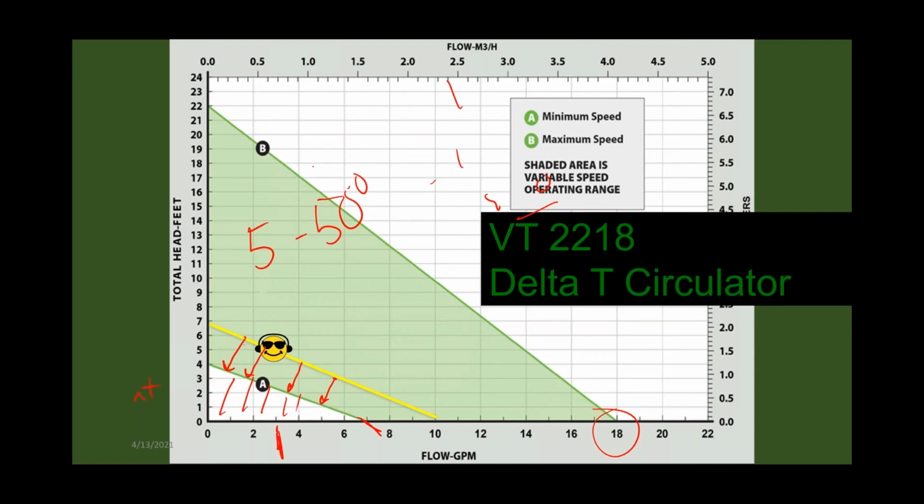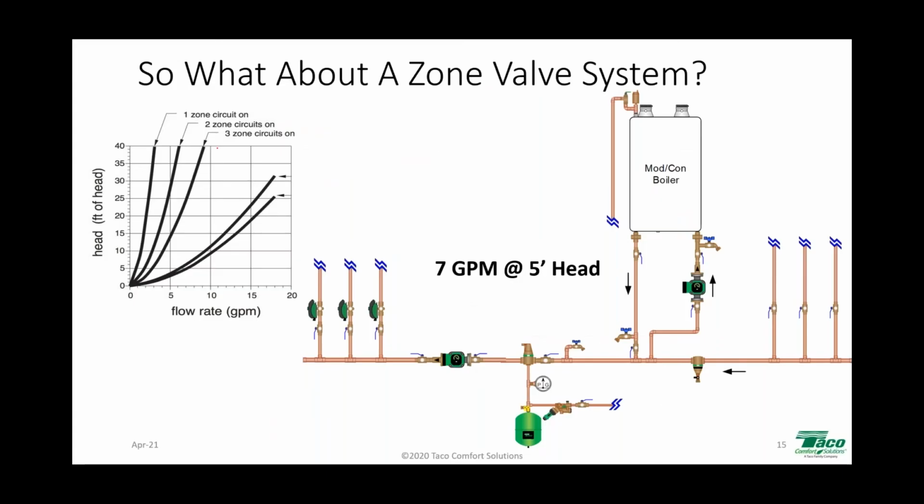Although with an indirect, you'd probably want a fixed speed pump, so you blast that thing and help it to recover as quickly as possible. Typically. Yeah, but again, you can adjust that from 5 to 50, and it's done very easily from the front control panel. Very good. Now, what about a zone valve system?